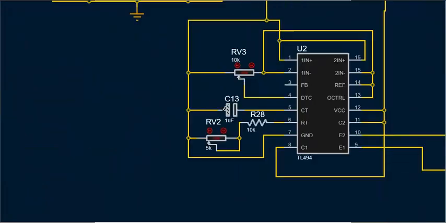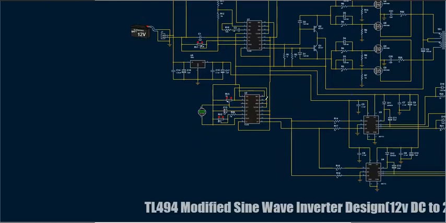Also, I will add a DC voltmeter to measure the voltage applied at the DTC pin, the dead time control pin. The pot connected to the DTC pin is used to control the dead zone to shape the output waveform to look like a sine wave. This is what makes the circuit a modified sine wave inverter.